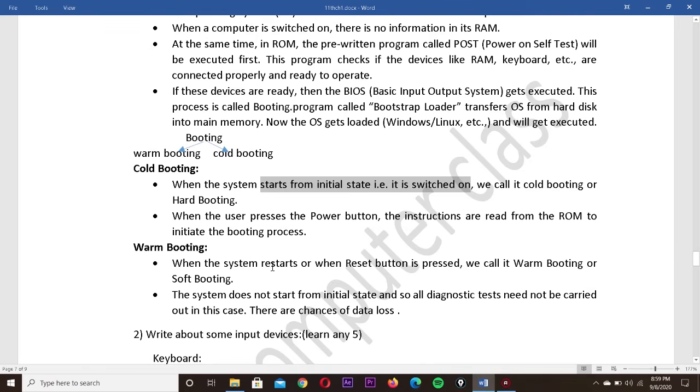Okay, when the system restarts, so these are the keywords. In the points, even if you write only, okay, students who don't know anything, you can write at least these points. From the initial state and switched on is called as the cold booting. When it restarts, it is called as the warm booting or soft booting.